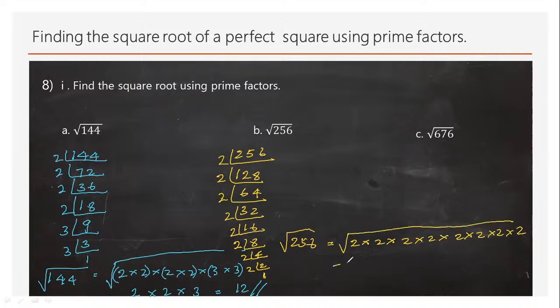Then from this I have to take only four 2's, right? 2 into 2 into 2 into 2. 2 times 2, 4 times 2, 8 times 2, 16. This is the answer. 16 is the square root of 256.